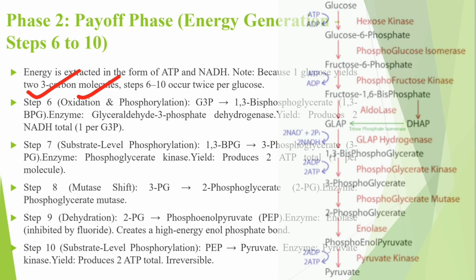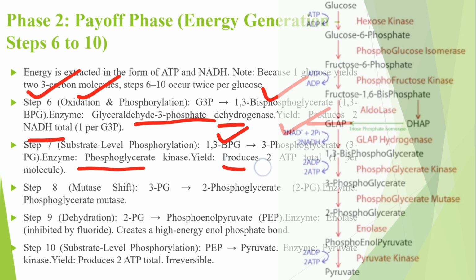At first, step 6, oxidation and phosphorylation. Here glyceraldehyde 3-phosphate is converted into 1,3-bisphosphoglycerate, and the enzyme involved is glyceraldehyde 3-phosphate dehydrogenase. This step produces 2 NADH in total, 1 for each glyceraldehyde 3-phosphate. Next, step 7: here 1,3-bisphosphoglycerate is converted into 3-phosphoglycerate, and the enzyme which plays an important role is phosphoglycerate kinase, which produces 2 ATP in total. This is a very important step, which produces 2 ATPs altogether.